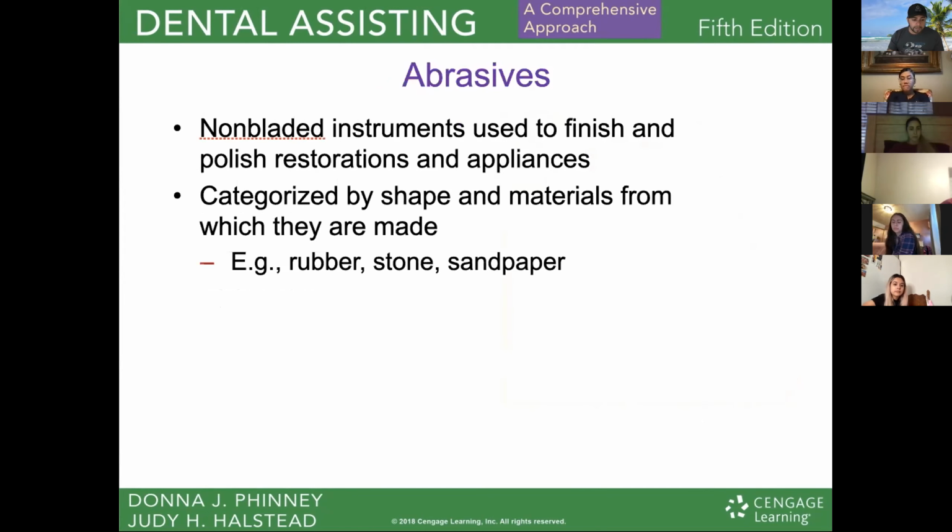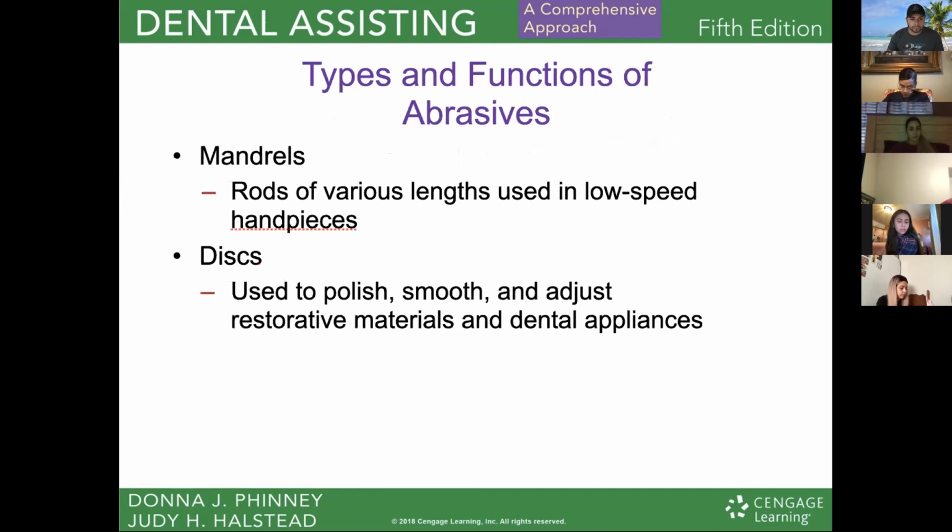There are abrasives that are used for cutting. The shapes that categorize abrasives are discs, points, and wheels. Non-bladed instruments are used to finish and polish restorations and appliances, and they can be made out of rubber, stone, or sandpaper.